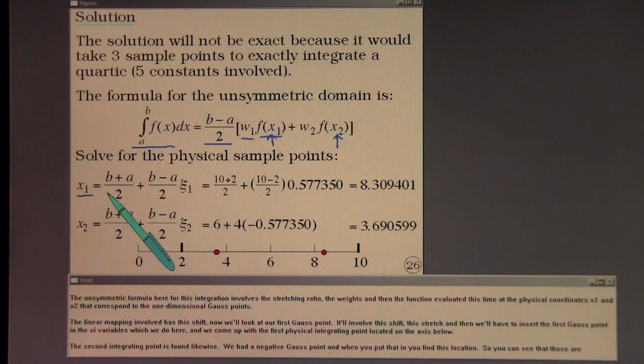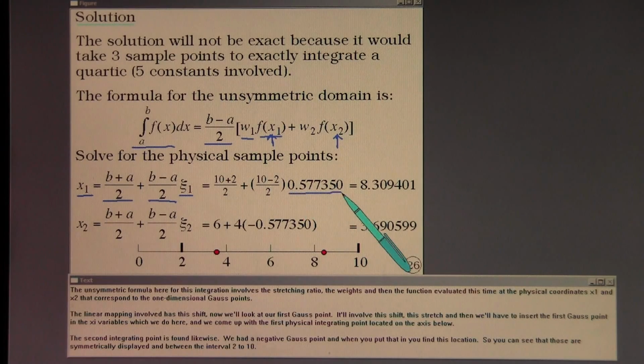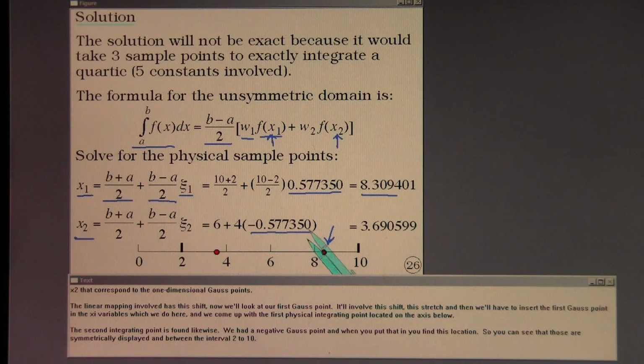The linear mapping involved has this shift. Now we'll look at our first Gauss point. It'll involve this shift, this stretch, and then we'll have to insert the first Gauss point in the ξ variables, which we do here, and we come up with the first physical integrating point located on the axis below. The second integrating point is found likewise. We had a negative Gauss point, and when you put that in, you find this location. So you can see that those are symmetrically displayed and between the interval 2 to 10.